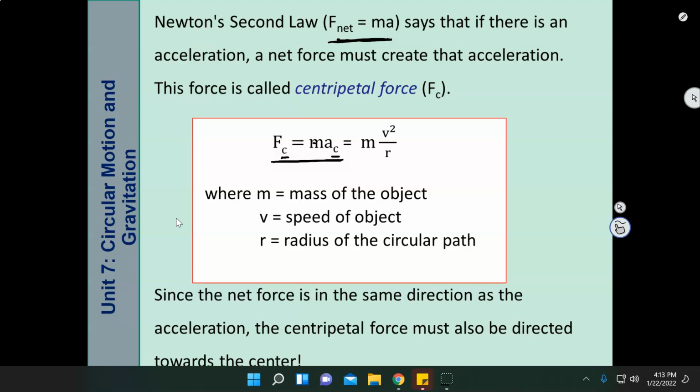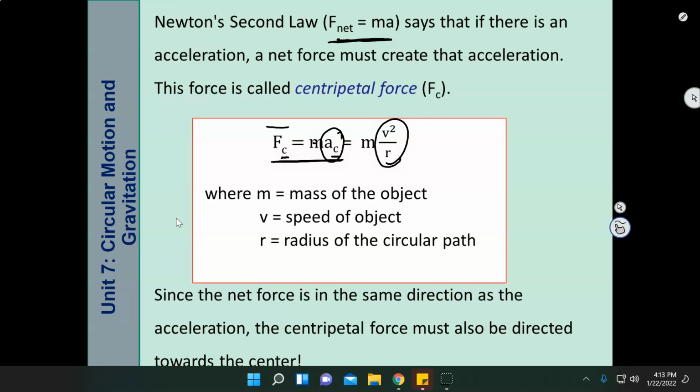And for a, as we just did before, it is v squared over r. We can use that to substitute in there. Okay, so since the net force is in the same direction as the acceleration towards the center of the circle, the centripetal force must also always be in the same direction.